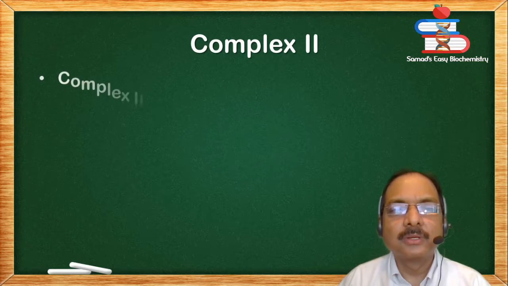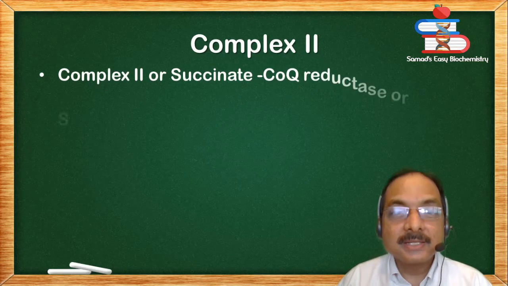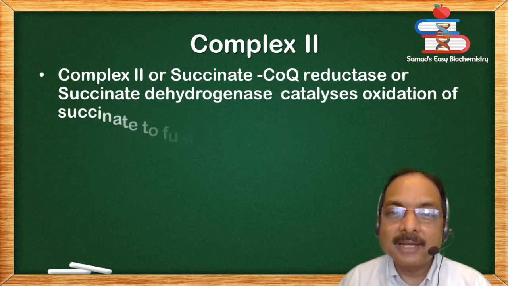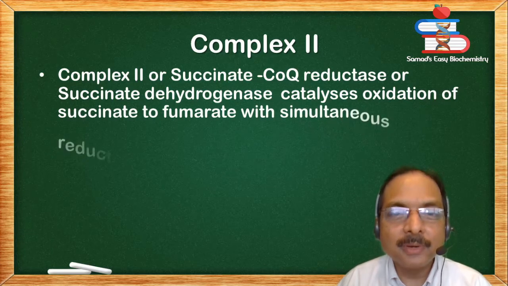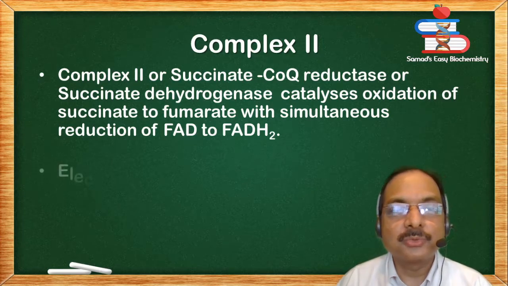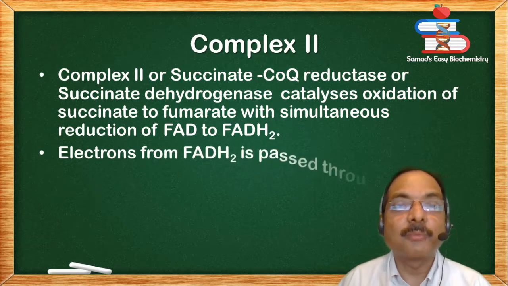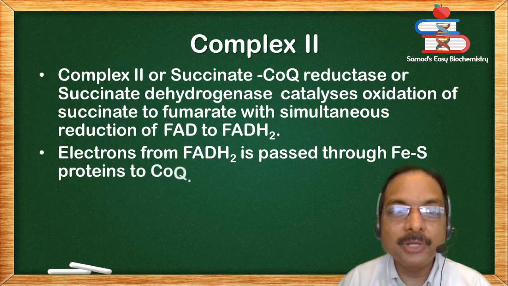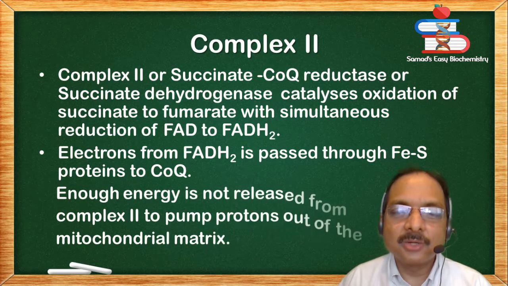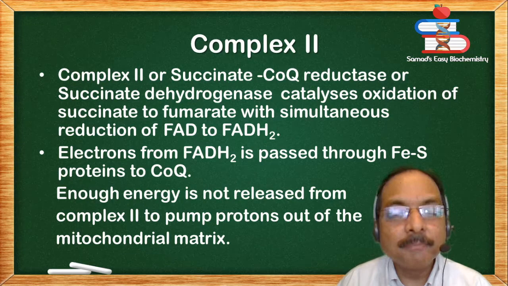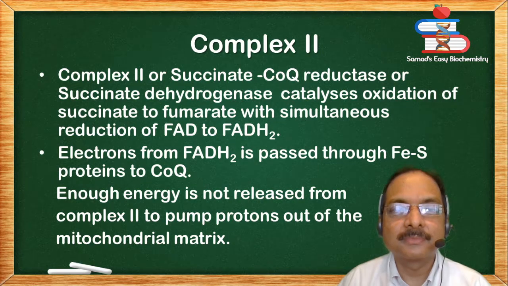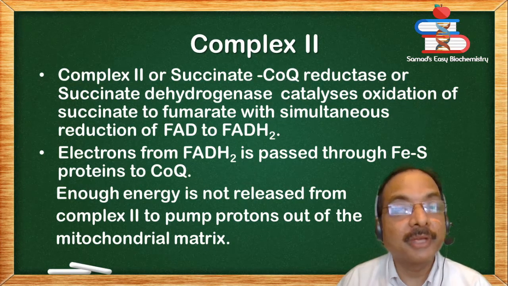Complex 2. Complex 2 or succinate CoQ reductase or succinate dehydrogenase catalyzes oxidation of succinate to fumarate with simultaneous reduction of FAD to FADH2. Electrons from FADH2 are passed through iron sulfur proteins to coenzyme Q. Enough energy is not released from this complex to pump protons out of the mitochondrial matrix into the intermembrane space. Hence, this may not be the site of ATP production.